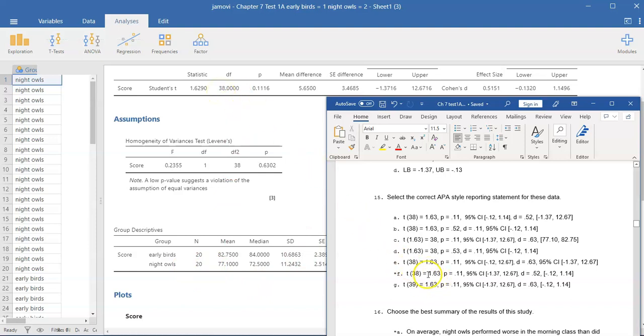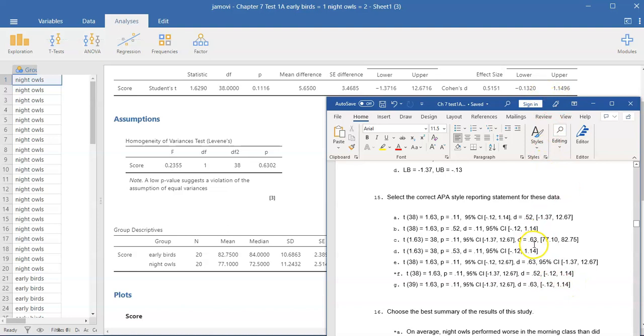Then after the equal sign, you put the obtained t value. Then you put your p, the 95% confidence interval for the mean difference comes next. And then your d, and then the confidence interval around d.